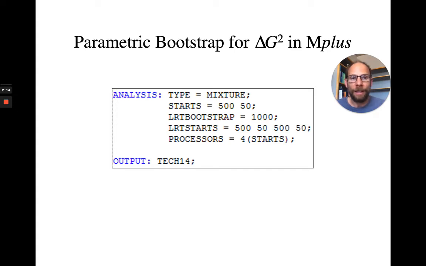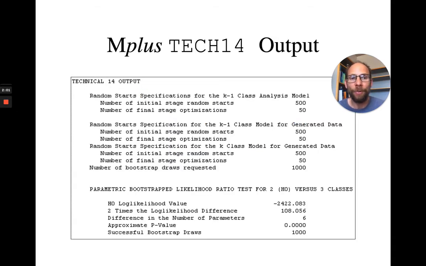Then when you run it like this, it might take a while, and you can speed up the computations by using the PROCESSORS option and requesting that more processors of your computer be used for running all those starting value sets. The output then looks like this, where you can check your random start specification for the different runs. You can also check that 1,000 bootstrap samples were completed. That is shown here at the bottom where it says successful bootstrap draws.